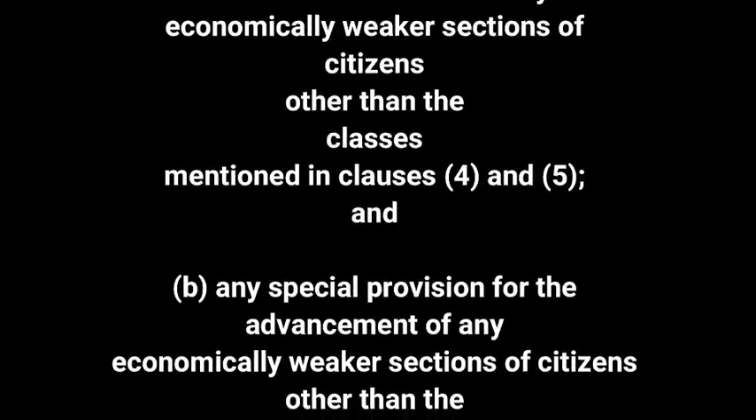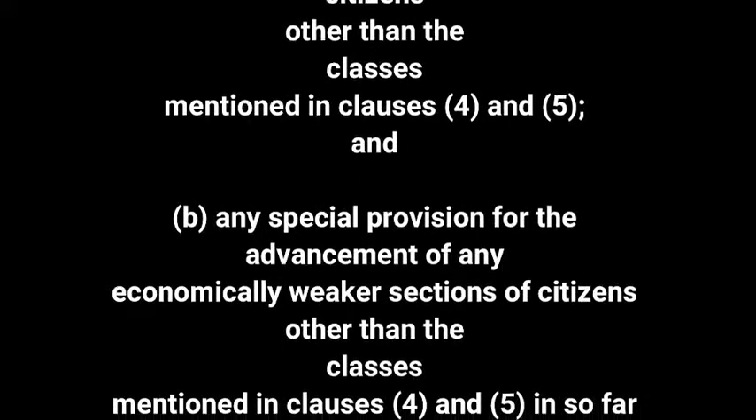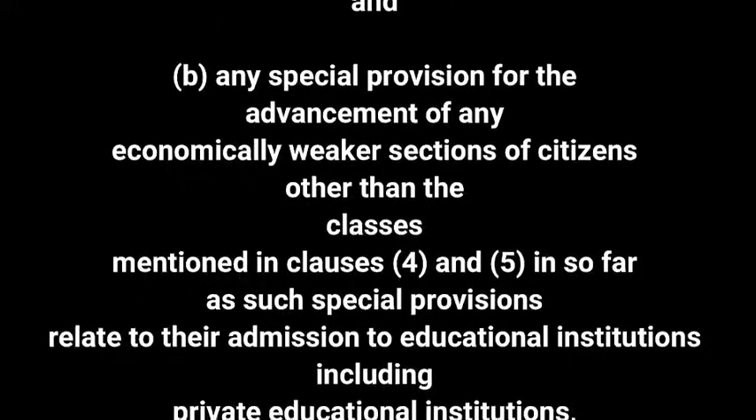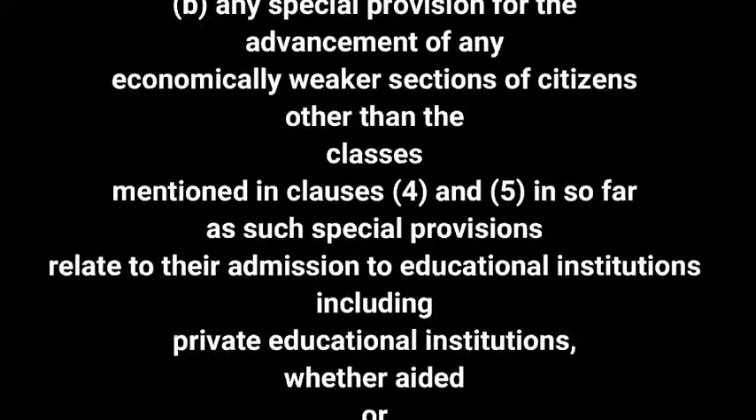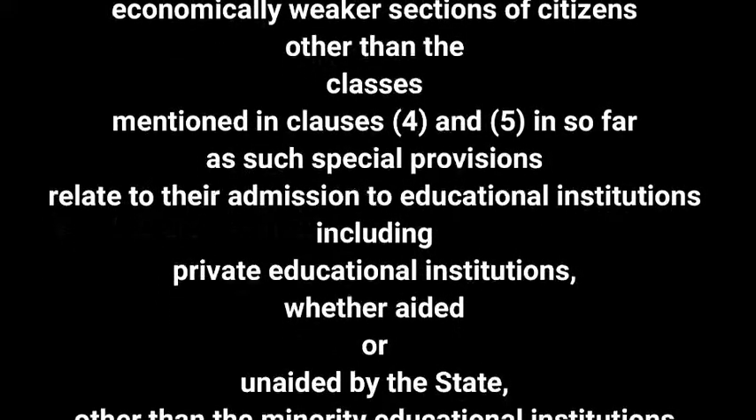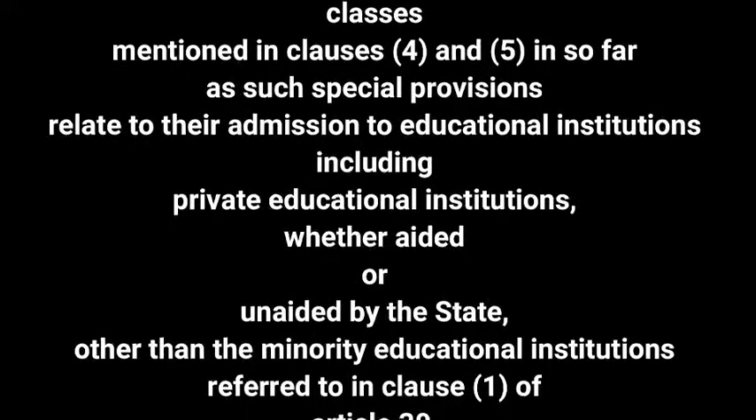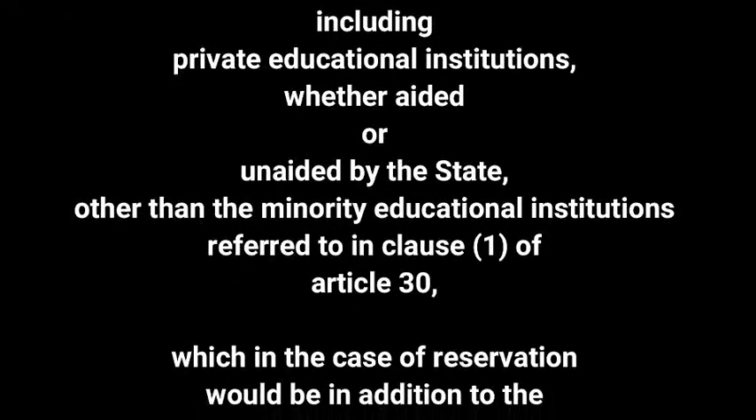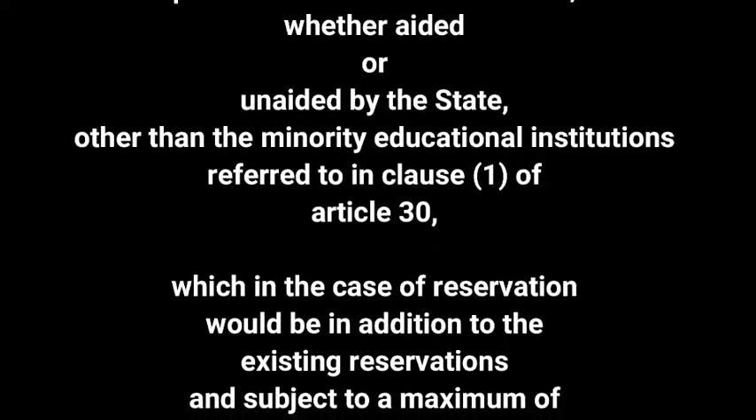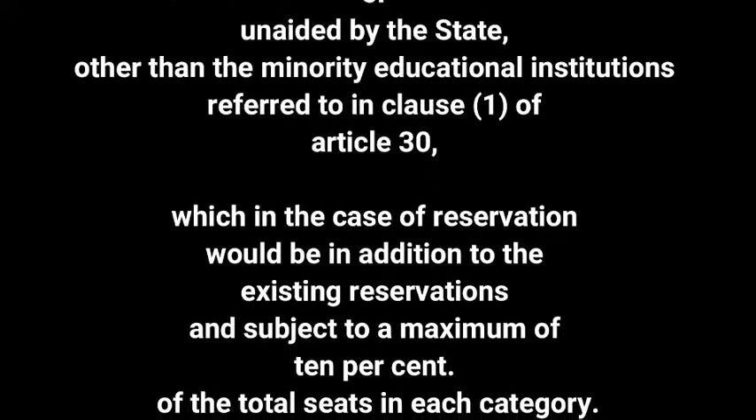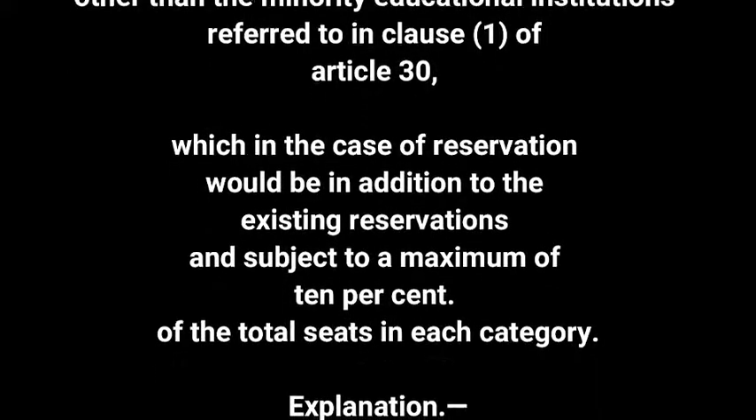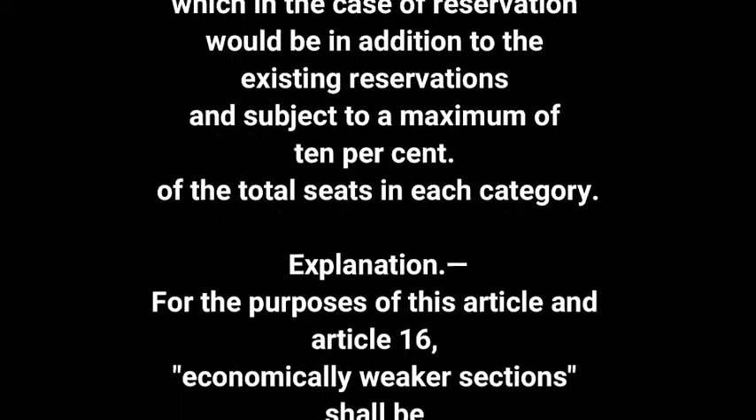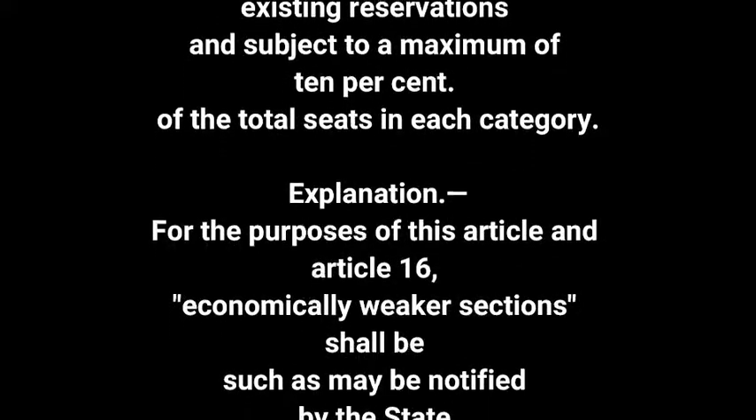And any special provision for the advancement of any economically weaker sections of citizens other than the classes mentioned in clauses 4 and 5, insofar as such special provisions relate to their admission to educational institutions, including private educational institutions, whether aided or unaided by the state, other than the minority educational institutions referred to in Clause 1 of Article 30, which in the case of reservation would be in addition to the existing reservations, and subject to a maximum of 10% of the total seats in each category.